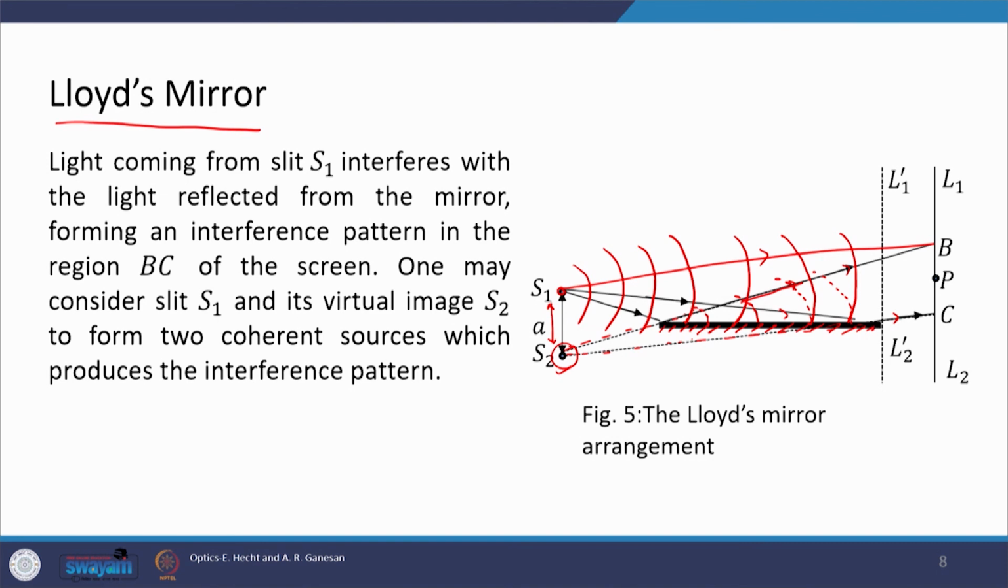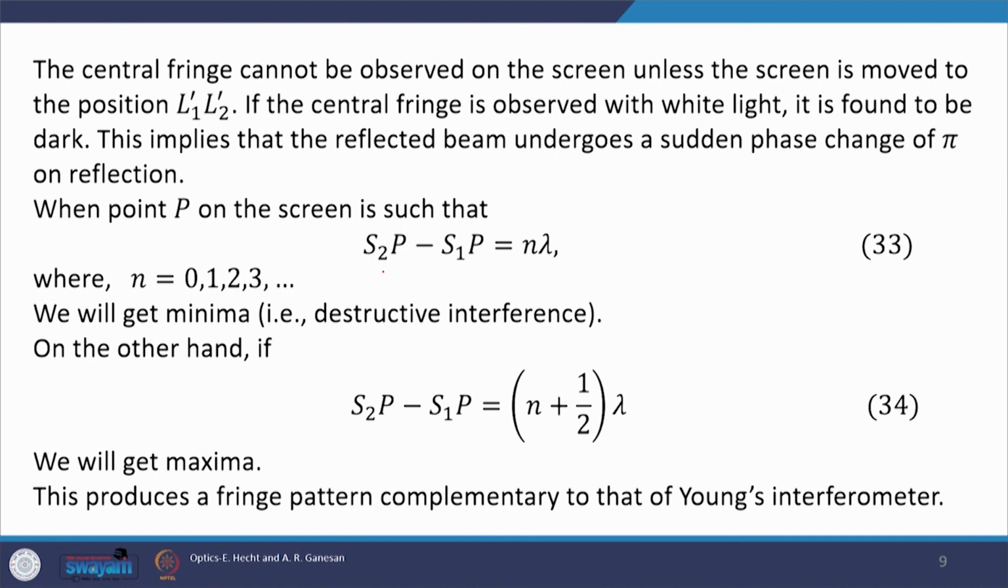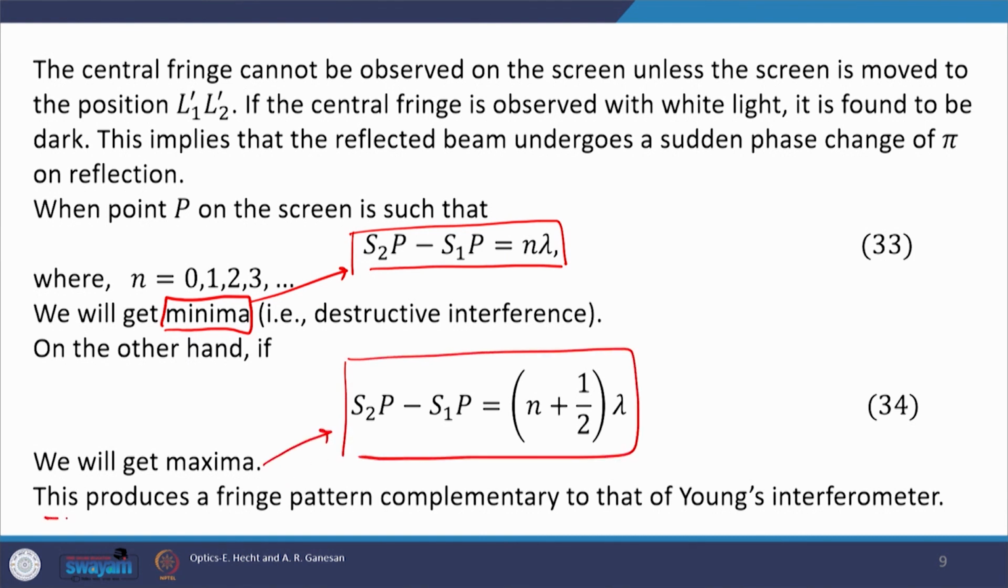The integral multiple of wavelength will lead to dark fringes. Therefore, contrary to Young's double slit fringe pattern, the dark here would be treated as bright, or at the position of a dark fringe we will get a bright fringe, while at the position of a bright fringe we will get a dark fringe. And therefore, the condition S2P minus S1P equal to an integral multiple of lambda is the condition of minima. Similarly, the other condition is for maxima, and therefore this experimental arrangement produces a fringe pattern which is complementary to that of Young's interferometer.